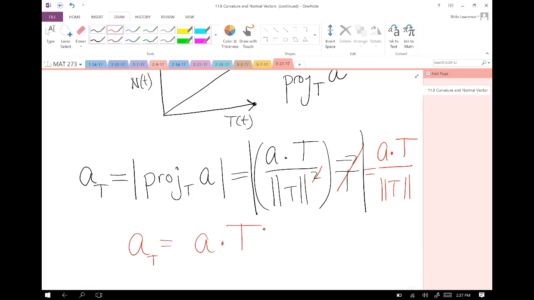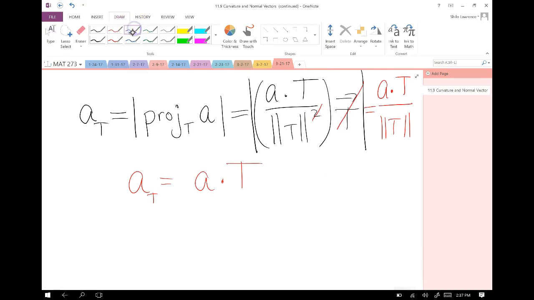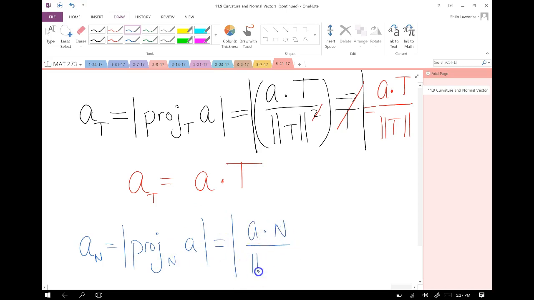A sub T is A dot T. This is true. What do you think A sub N is? A dot N. Yes. So at the end we'll multiply A dot T times T plus A dot N times N.